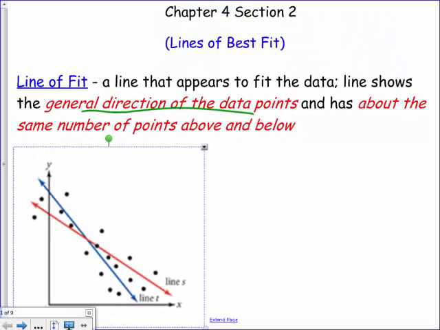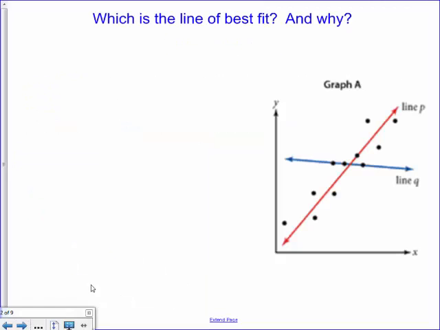Let's take a look at another one that might be a little bit easier to see. Which one of these two would be the best fit? They both have the same number of points on each side of the line. Do you even have to necessarily go through a dot? No, you don't have to go through any of your data. Most of the time you won't. Which one has a better general direction? Line P does for sure, because it looks like our points are going upwards like that. They're not going straight horizontally like that blue line. So that one was a little bit easier to see.